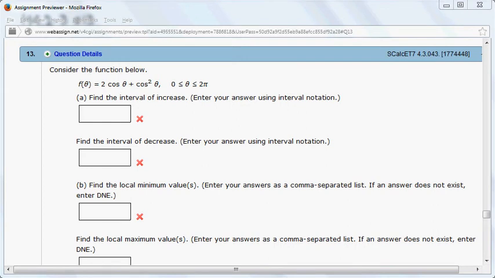Okay, let's look at homework 4.2, 4.3, problem number 13. So we have this function given, f of theta is equal to 2 cosine of theta plus cosine squared of theta, and theta goes from between 0 and 2 pi. We want to find the interval of increase and interval of decrease. All right, let's do that.